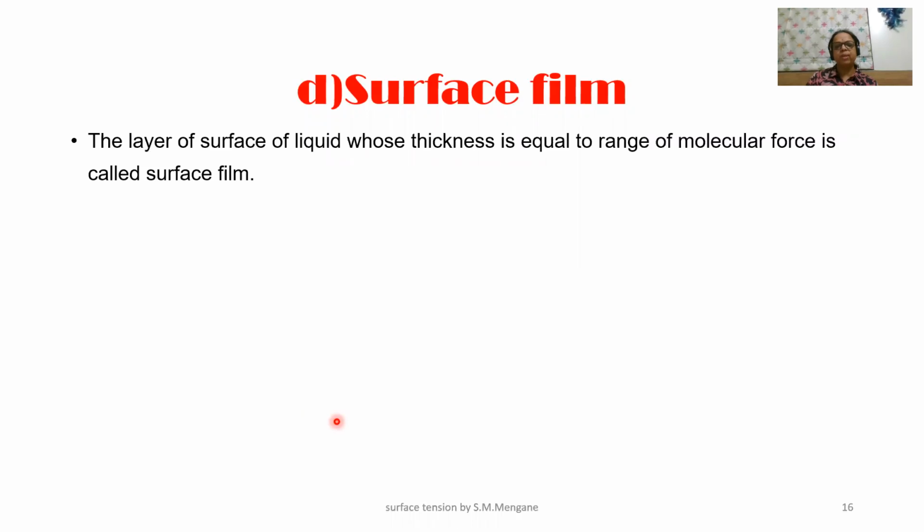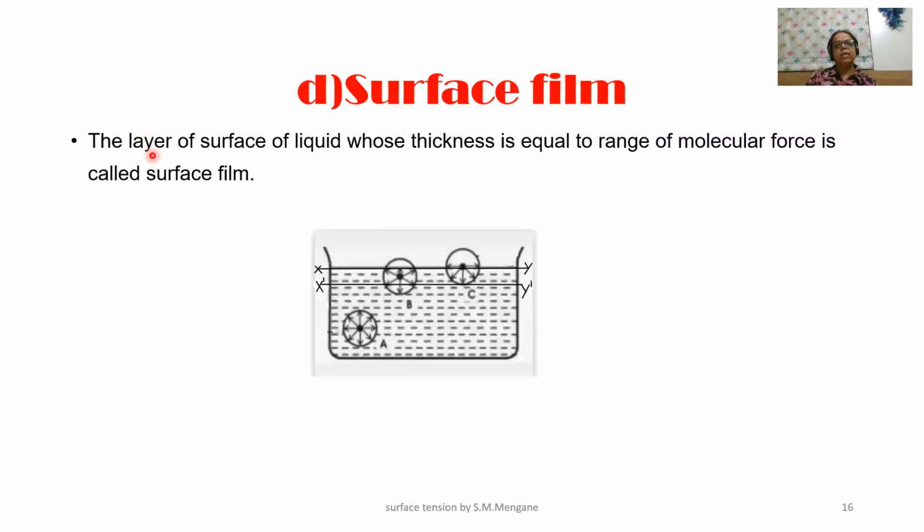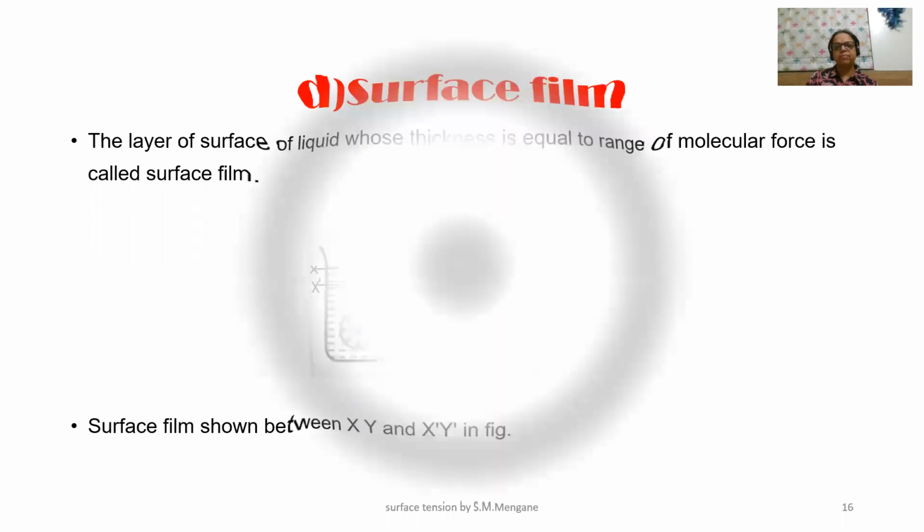Surface film. The layer of the surface of a liquid whose thickness is equal to the range of molecular force is called the surface film. In the figure, the surface film is shown between XY and X dash Y dash.